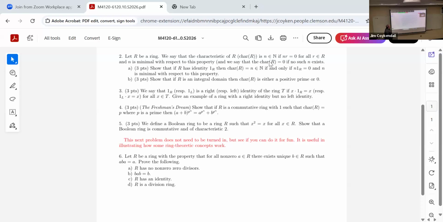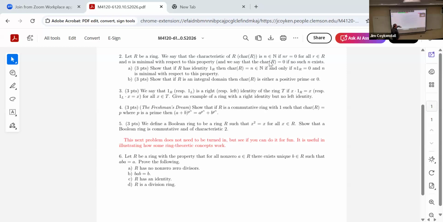We define a ring to be Boolean if x squared equals x for every x in R. Show that any Boolean ring, and some of you may have seen this, anybody who's had any kind of computer science course, this comes up a lot in this and in engineering as well, electrical engineering, is always commutative and has characteristic 2.